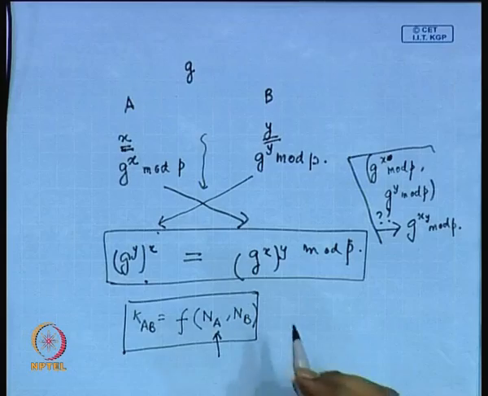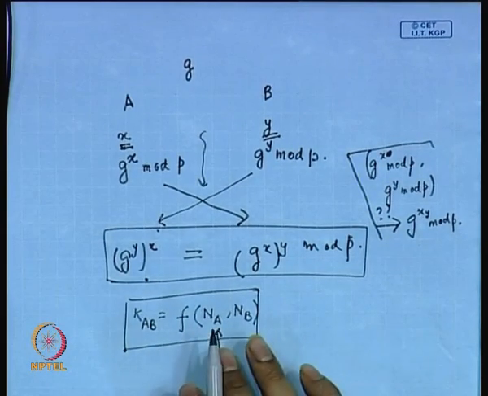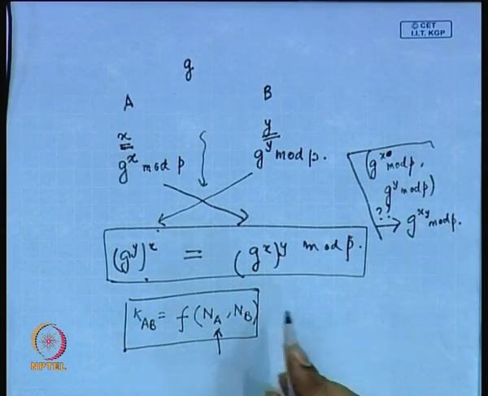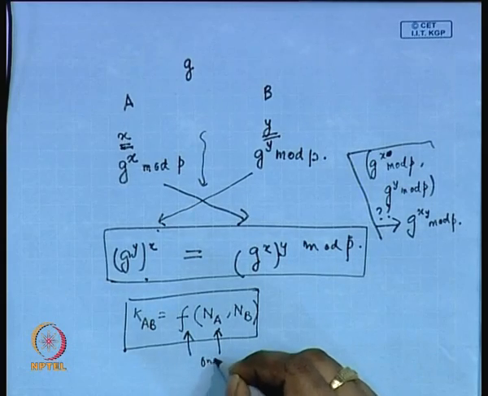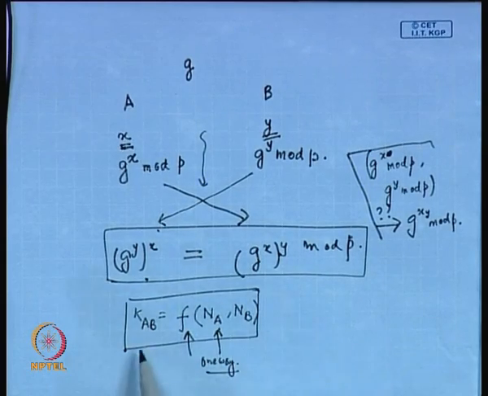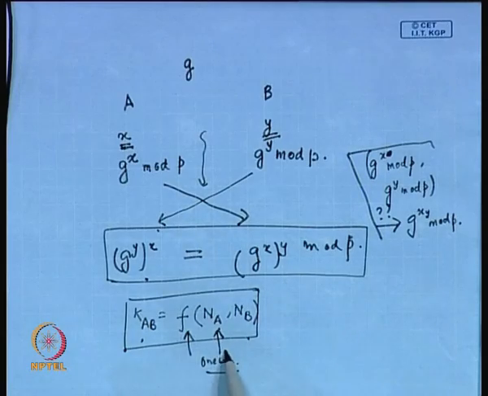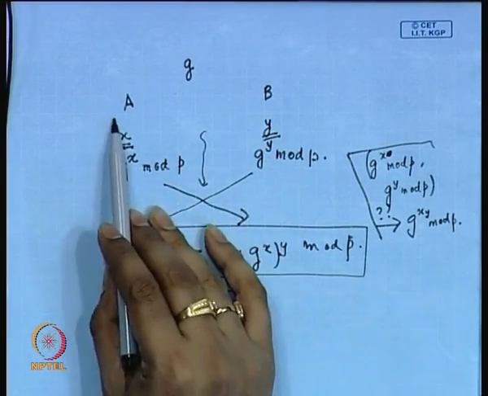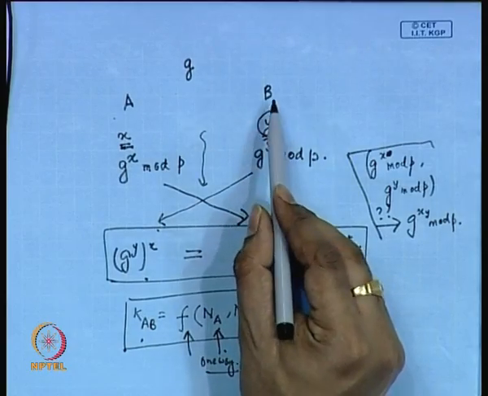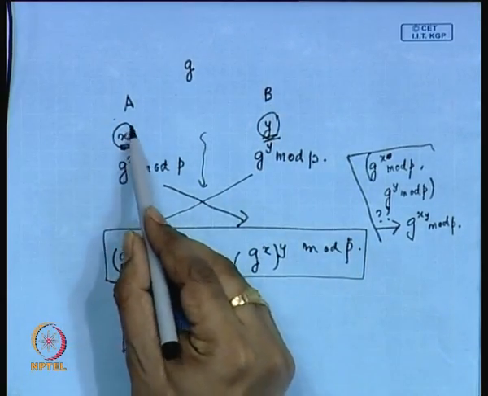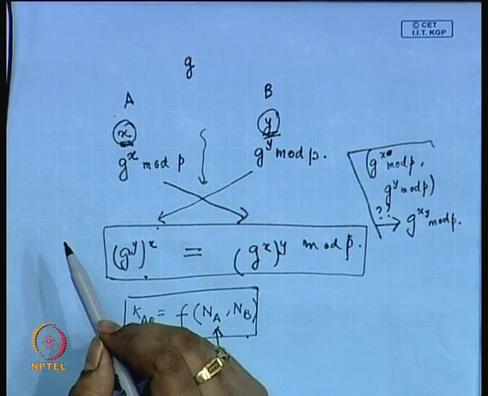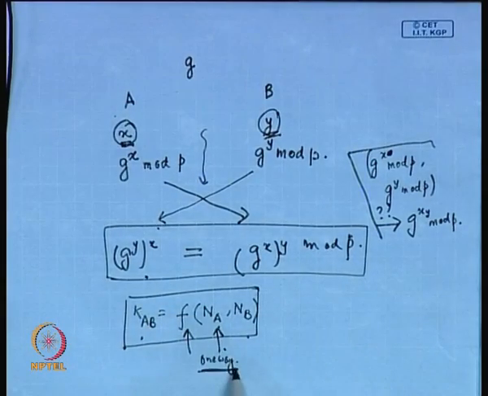So, therefore, the idea is that the function f should not be skewed towards either NA or NB. It is typically a one way function, because it is also important that knowledge of KAB does not reveal the value of NA and NB. Ideally, at the end of the protocol A should not get knowledge of Y and B should not get the value of X. So the typical requirement of a function is that it has to be essentially one way by nature.